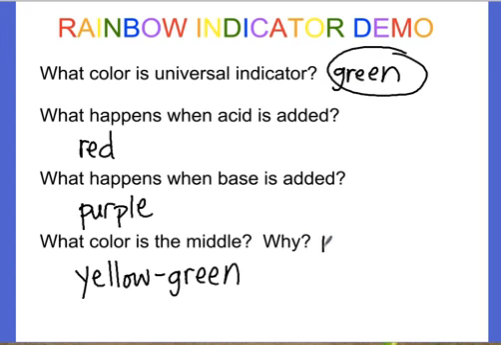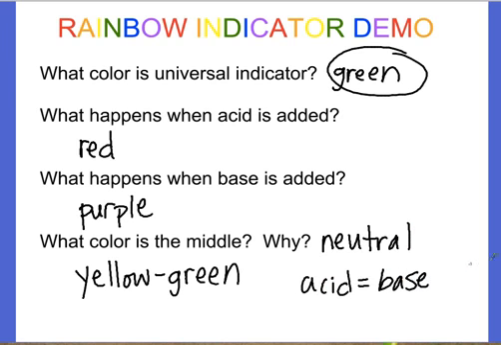That means that it is neutral. There's an equal amount of acid and base at that point. Okay. I put a little bit too much base in that one side, and so when we poured them together it was purple or a little bit blue.